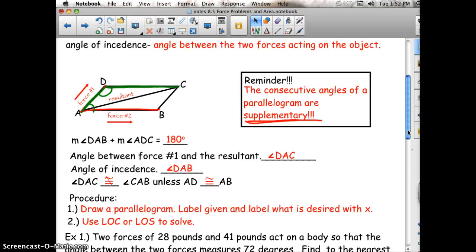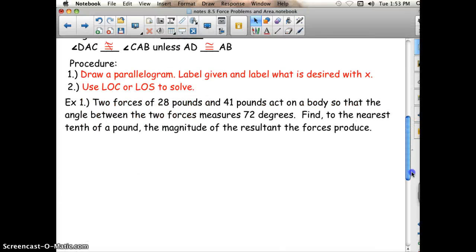The angle between force 1 and the resultant is angle DAC. So sometimes it'll be worded like, what's the angle of the first force with the resultant? And that's this one there. And the angle of incidence is the whole angle down here, D to A to B. Okay, so there's a little bit of a nuance there. Just so you know, DAC and CAB are not congruent. This does not necessarily equal this, unless those forces are exactly the same strength. Then the resultant will split the difference between both of them. All right.